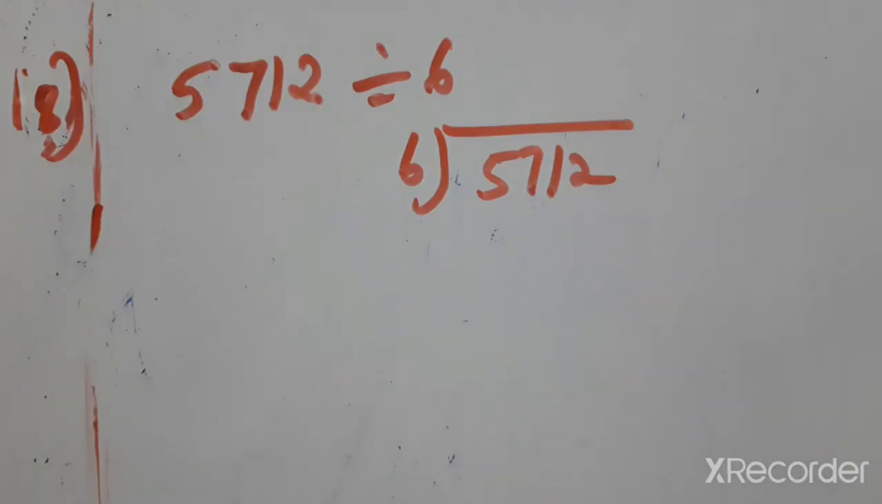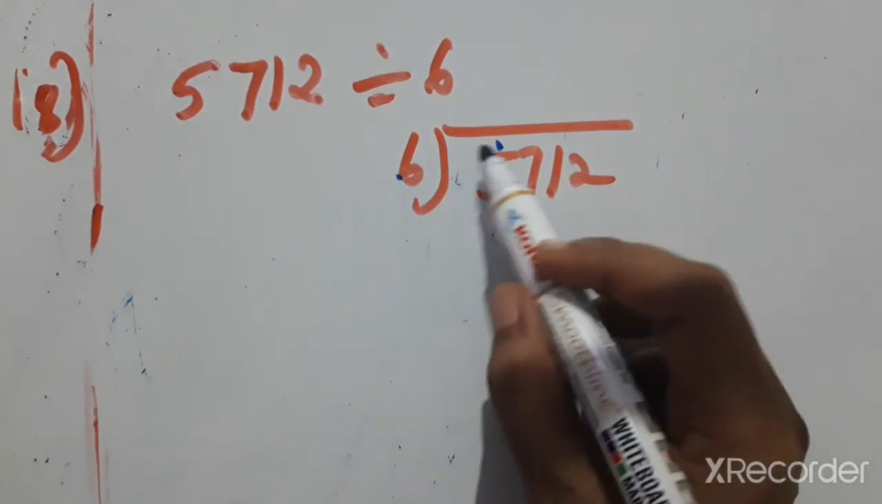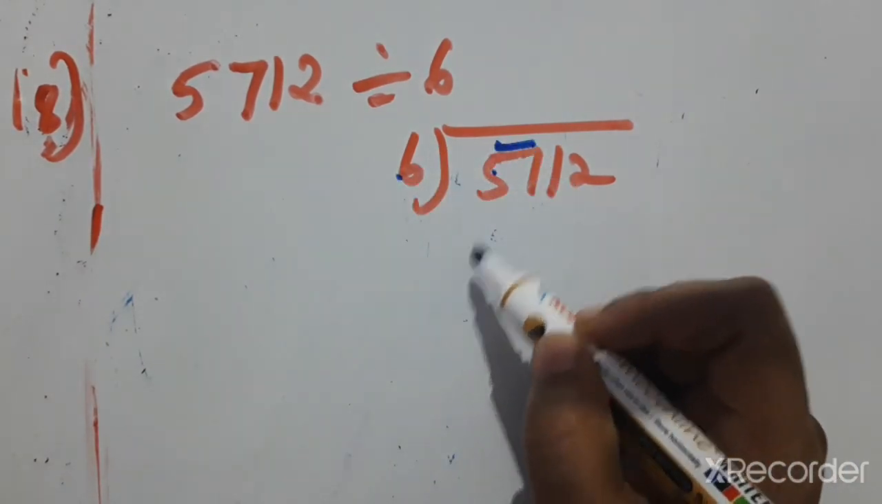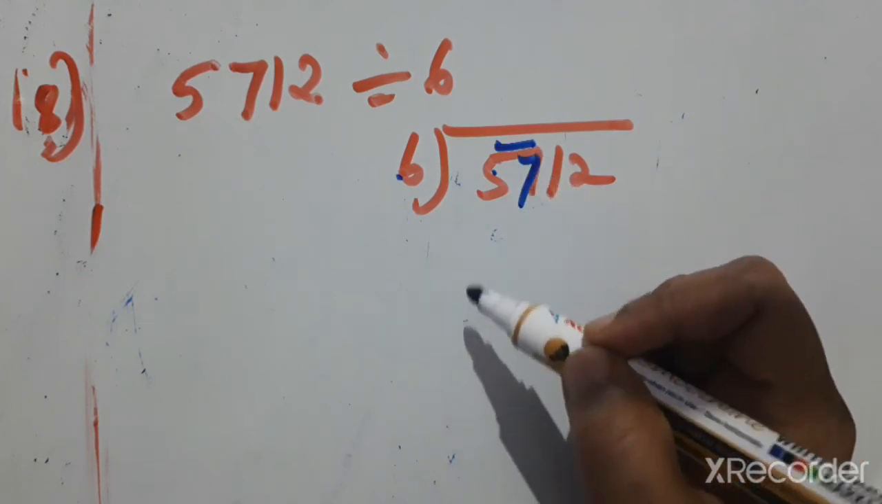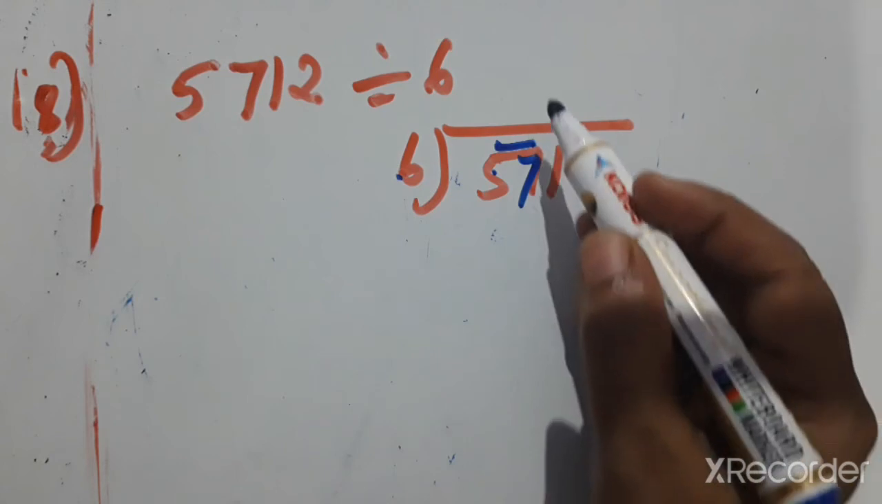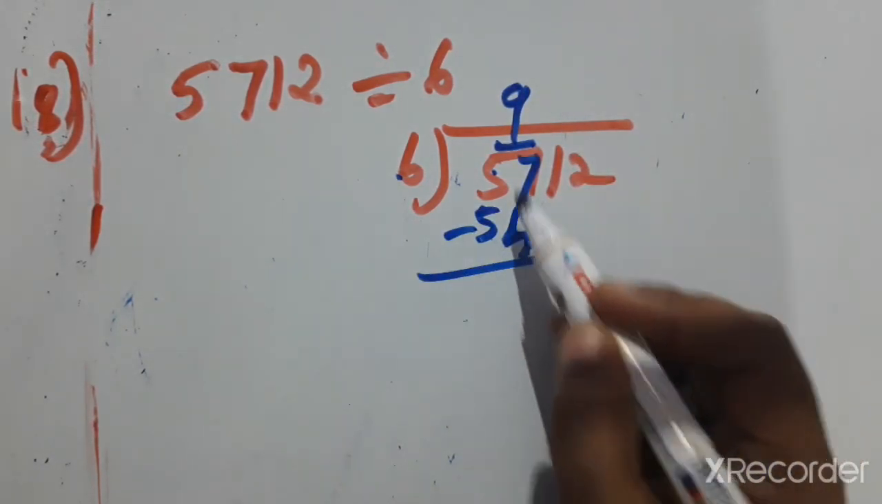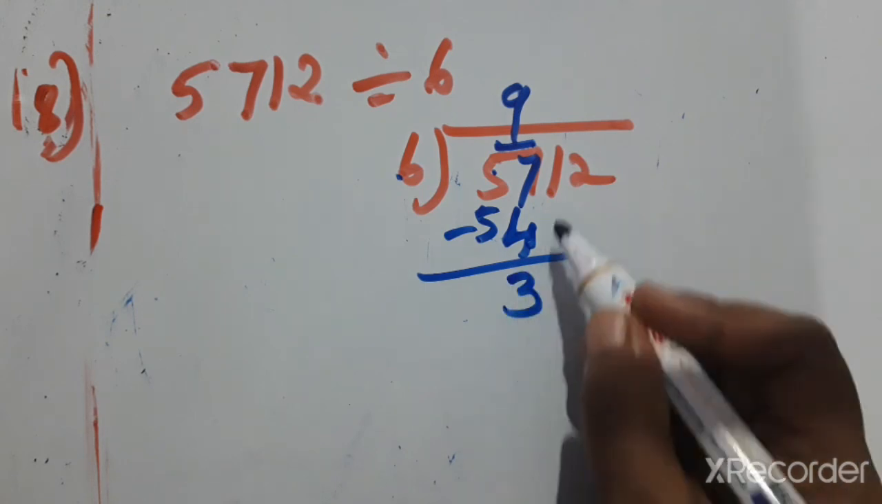Now 5716 divided by 6. Can we consider 5 as a single number? No, because 5 is less than this number. So we have to take 2 digits, that is 57. 6 times what is nearest to 57? 6 nines are 54, that is the nearest one. 57 minus 54 is 3, the remainder.